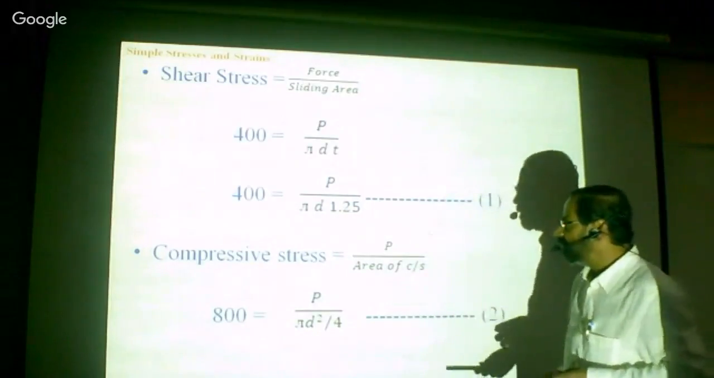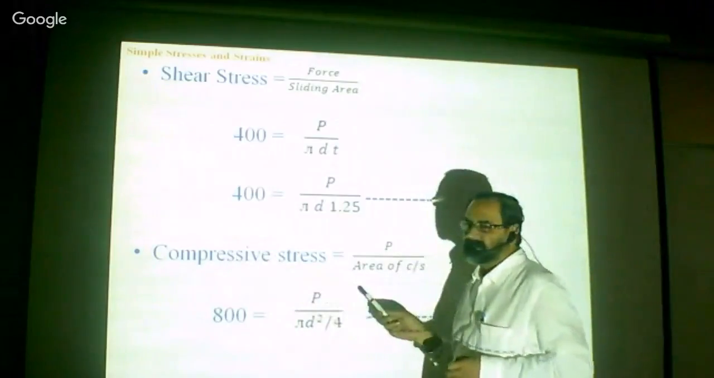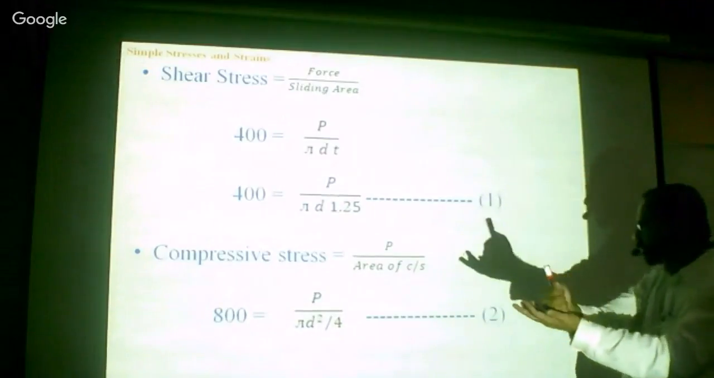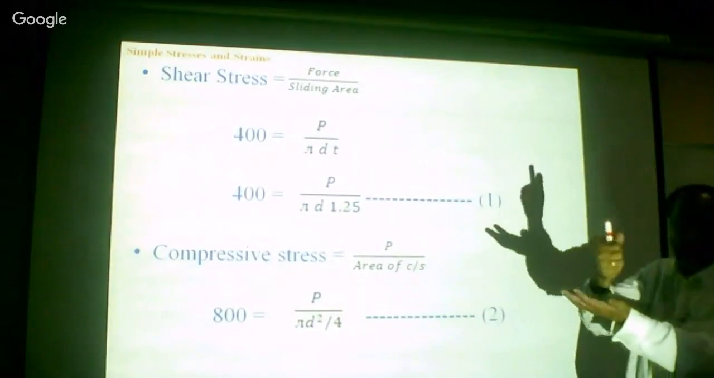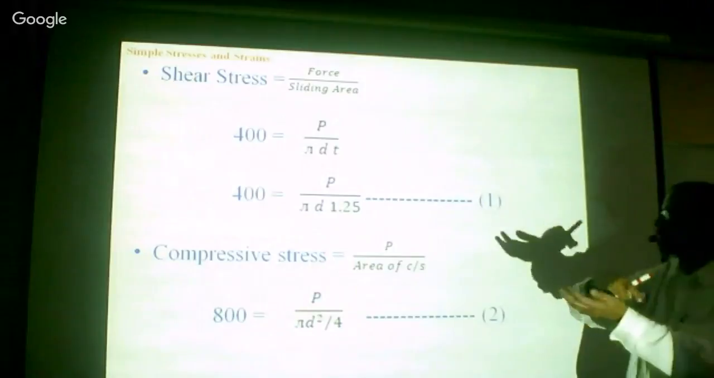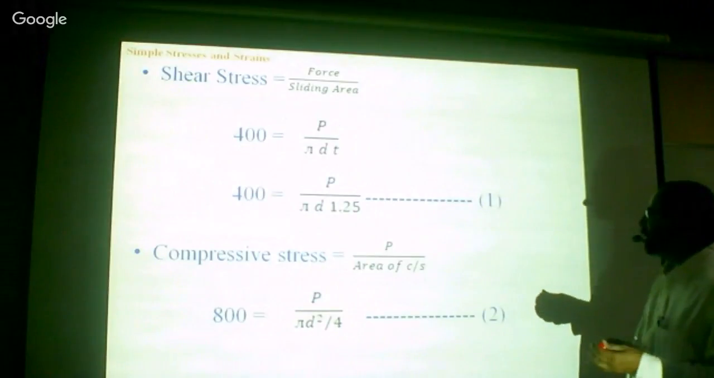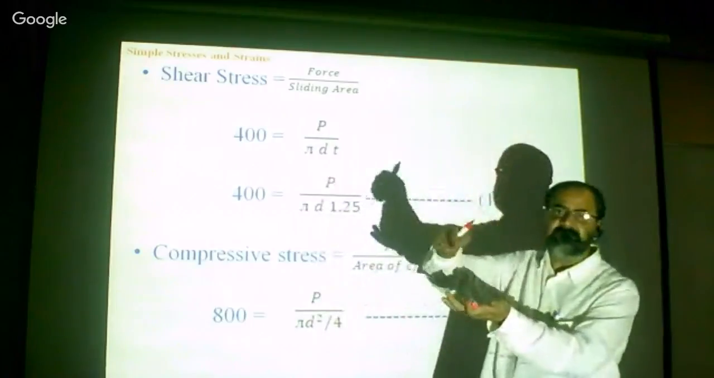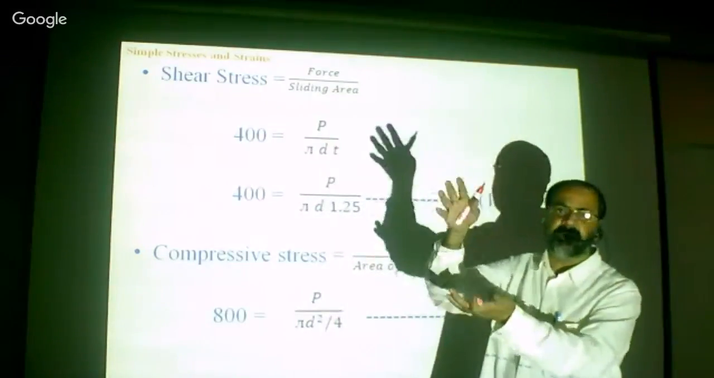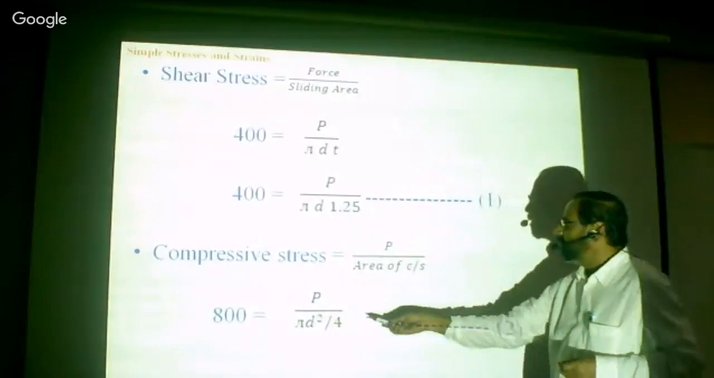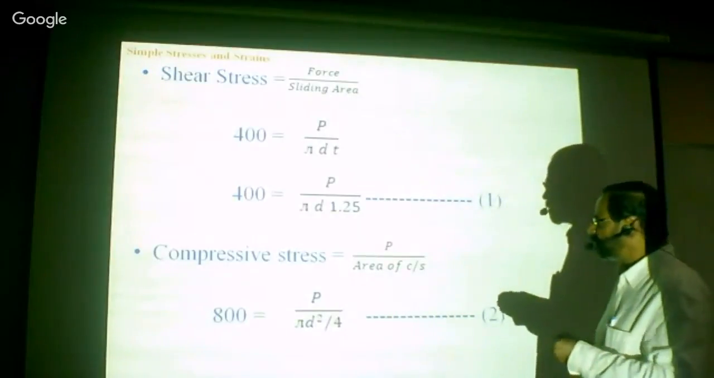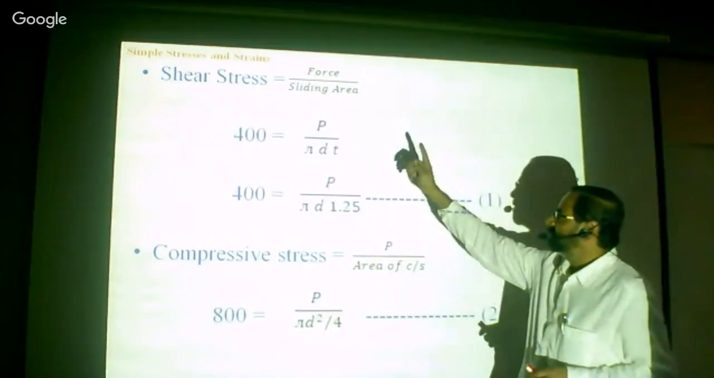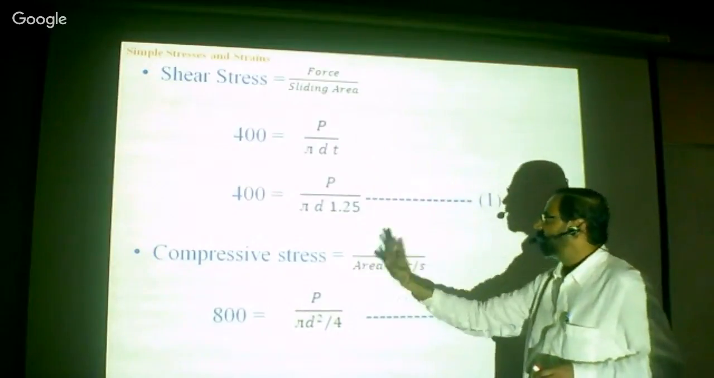Then next, let us calculate the compressive stress. Compressive stress means direct loading, load application. Apply the force, then load divided by cross-sectional area. There is a confusion here: one is the shearing area, the other is the cross-sectional area. Cross-sectional area is pi d square by 4. This is the shear stress and this is the compressive stress.